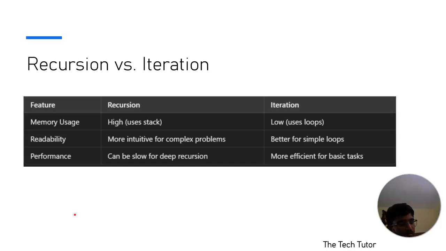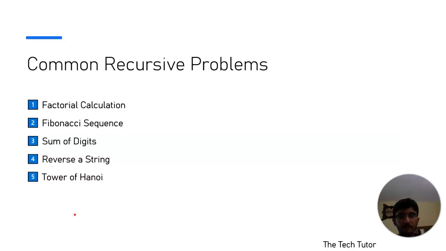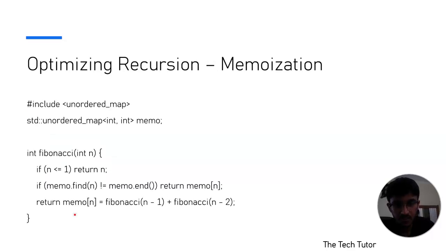Now let's see where recursion can be useful. Some common recursive problems: Fibonacci calculation, Fibonacci sequence, right? Factorial calculation. Actually, sorry, factorial calculation is what we did in the slide of the code. Sum of digits, reversing a string, and a problem known as Tower of Hanoi.